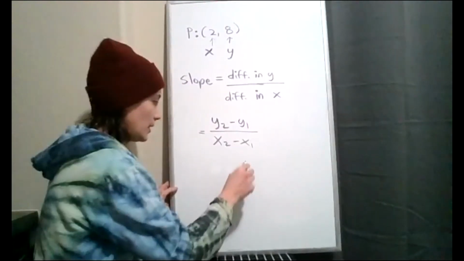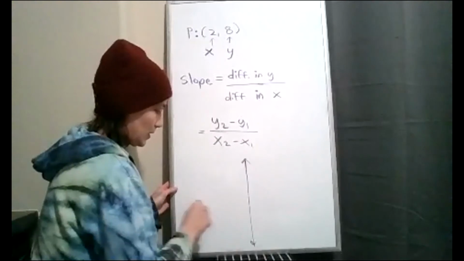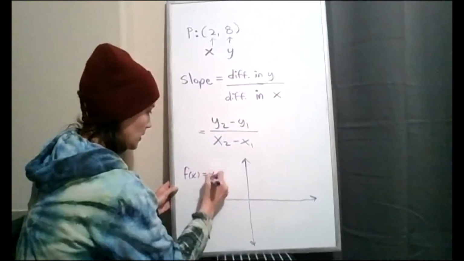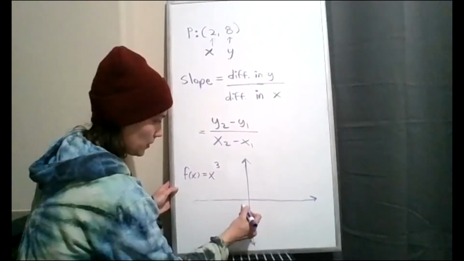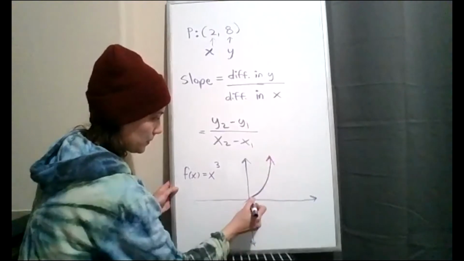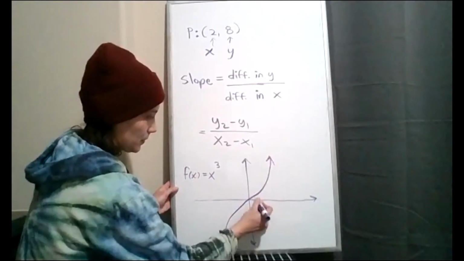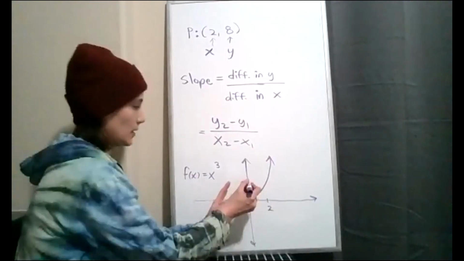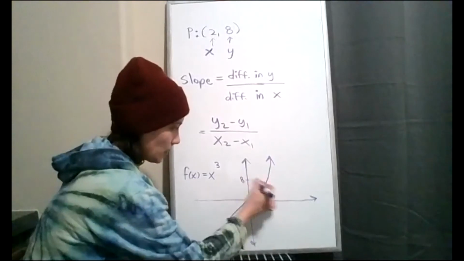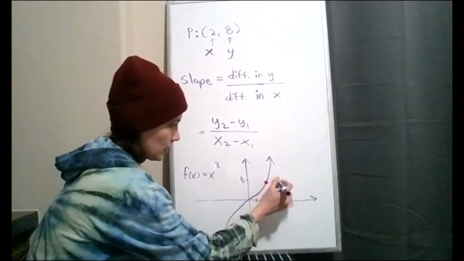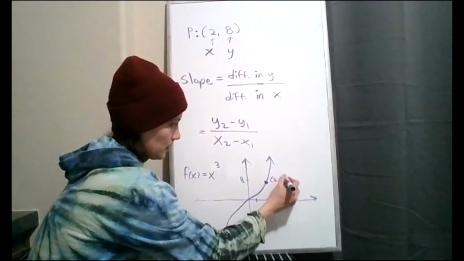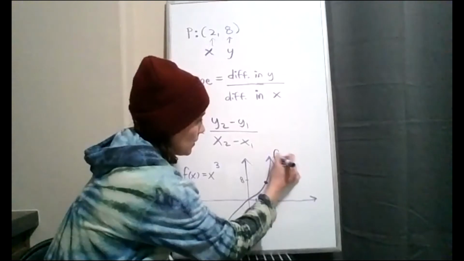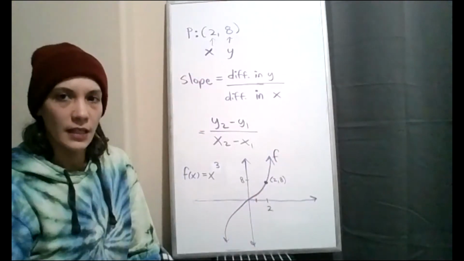Okay, so again, we're graphing f of x equal to x cubed. So, f of 2 equals 8. That point's right there. Let's label this part. I think that looks good.